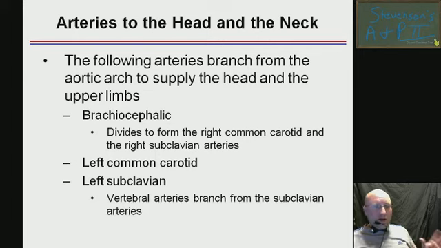Arteries to the head and the neck. These arteries branch from the aortic arch and supply the head and the upper limbs. So you have your brachiocephalic that divides to form the right common carotid and the right subclavian. The left common carotid and the left subclavian, and the vertebral arteries branch from the subclavian arteries.